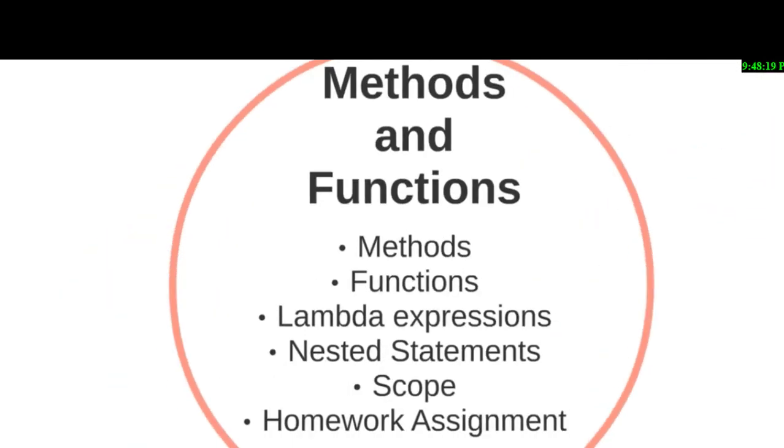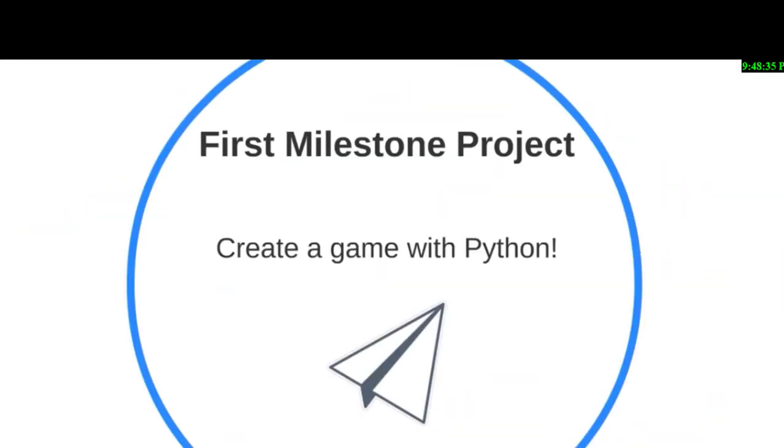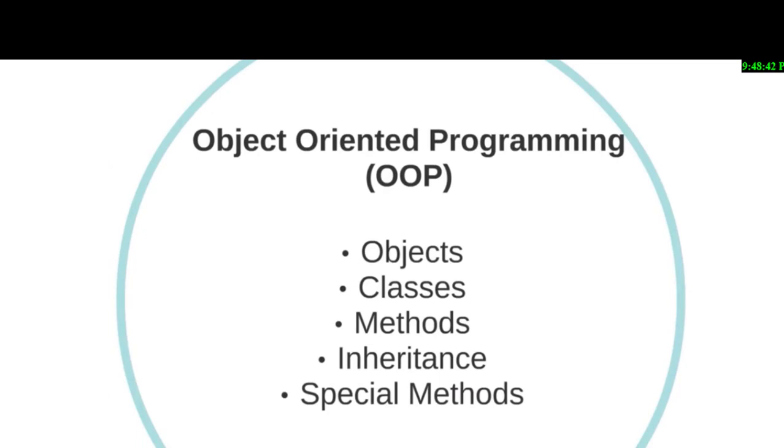Next, we'll learn about methods and functions, what they are, how to create them. We'll also learn about lambda expressions, nested statements in Python, and scope in Python. We'll top it off with a homework assignment to test your understanding about methods and functions. Then, you'll have your first milestone project, where you will create a game with Python. Then we'll move on to object-oriented programming, where we'll learn about objects, classes, methods, inheritance, and special methods, all in Python. Then you'll get a homework assignment to test your understanding.